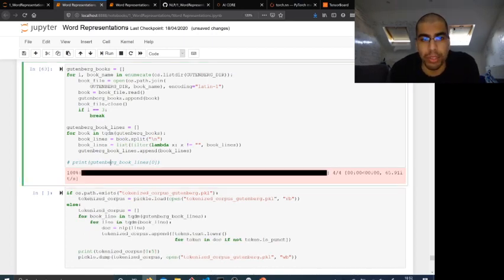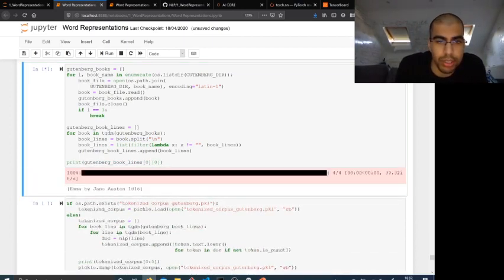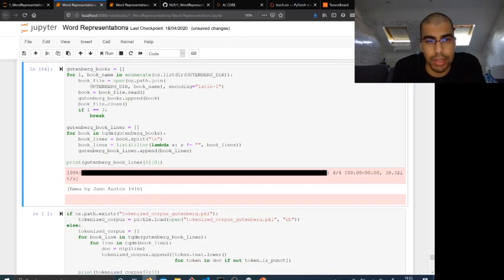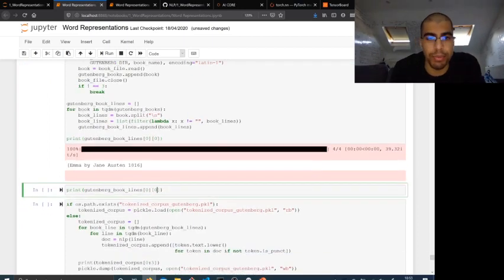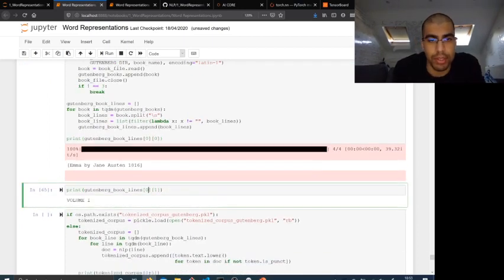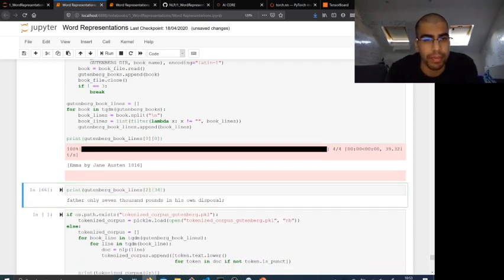I would print this, but it will just take too long to print. So just trust me that we have. Actually, what I'll do is I'll print 0, 0, and that should give us the first sentence of the first book. This is the second sentence of the first book. This is the 33rd sentence of the second book.